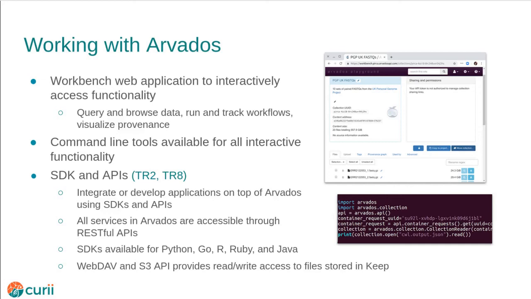Data Commons Technical Requirement 2 is data and data model exposed through an API. As we saw in the demo, Arvados can be accessed programmatically through an API. Arvados offers software development kits for several different languages, currently Python, Go, R, Ruby, and Java. SDKs make it easy to access the underlying REST API as well as direct access to data store and Keep. In addition, software can access files in Keep through WebDAV and S3 compatible APIs.